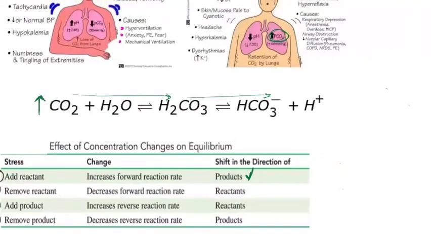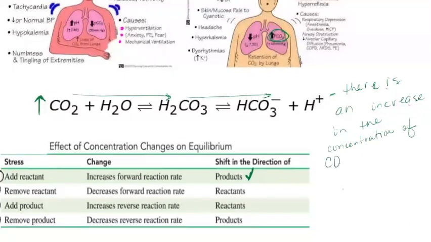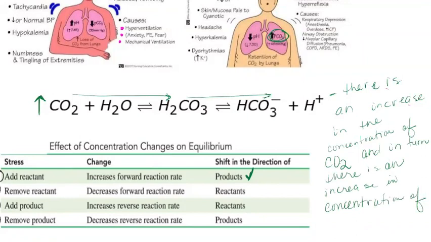So let me just write it as notes. In respiratory acidosis, there is an increase in the concentration of CO2, and in turn, there is an increase in the concentration of H plus.